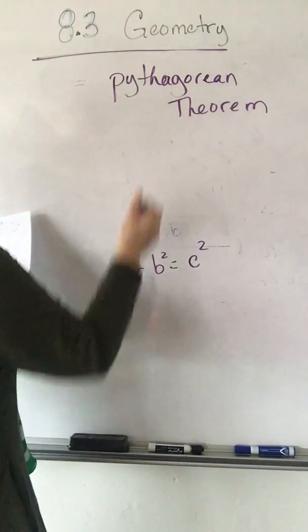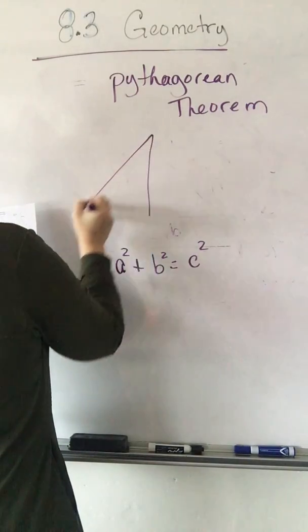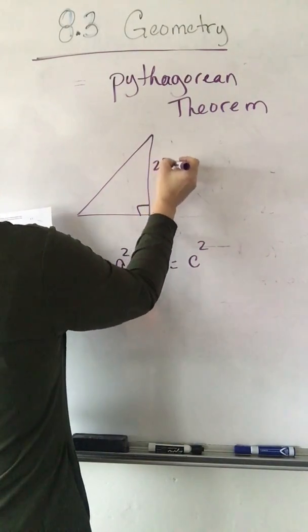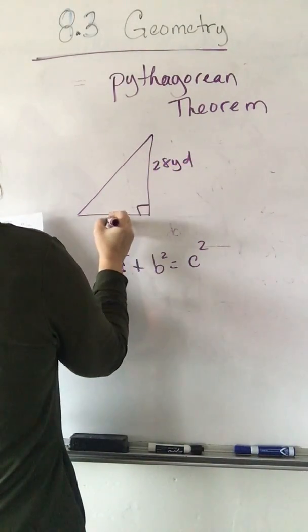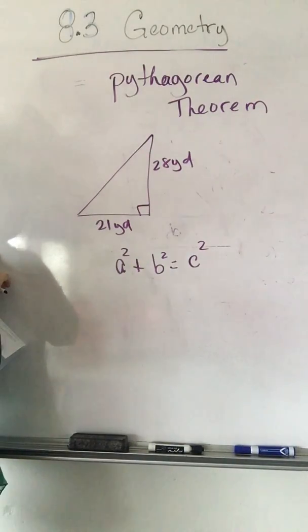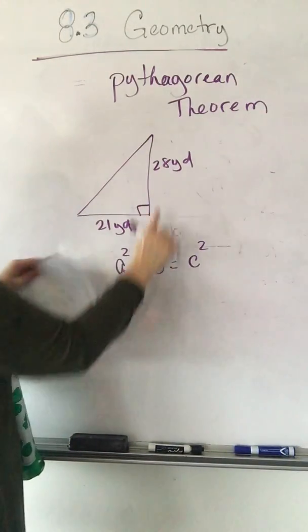Okay, we have an example with right triangles kind of turned this way, but no matter. We've got 28 yards here in my example and 21 yards here. It says figure out what the hypotenuse must be. So this fits perfectly. These are the sides.